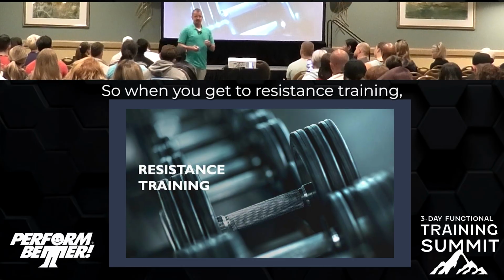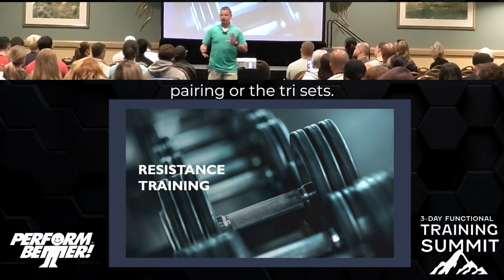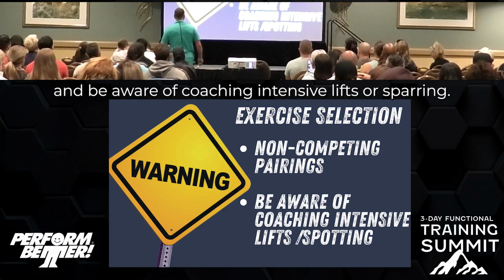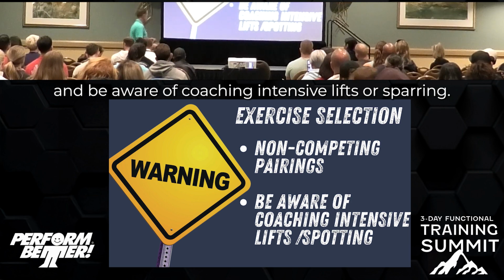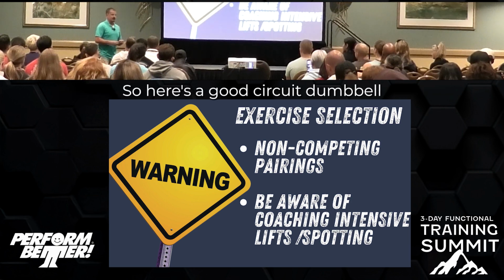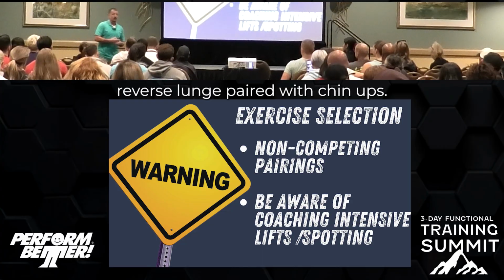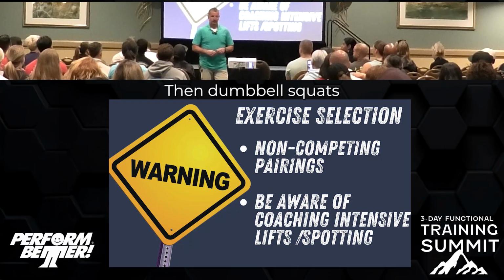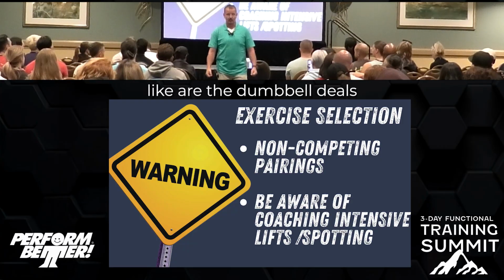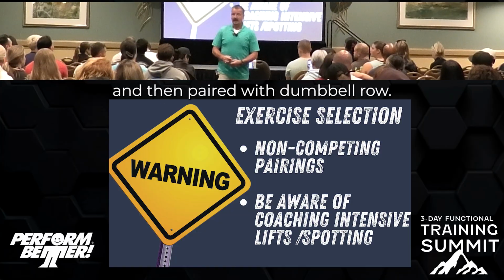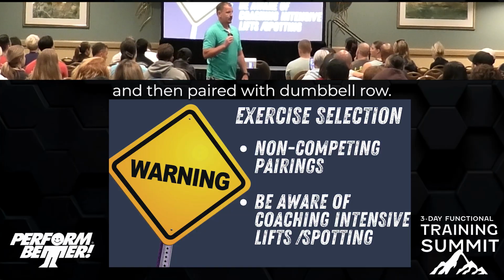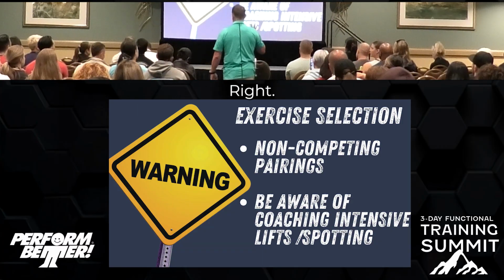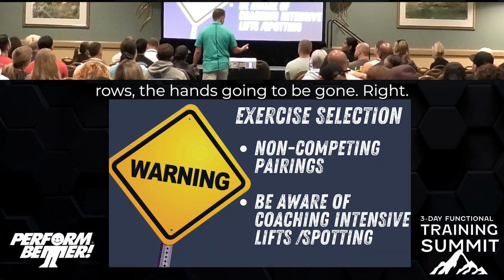So when you get to resistance training, we're going to stay with the pairing or the tri-sets, but what we have to watch for is non-competing pairings, and be aware of coaching intensive lifts or spotting. So here's a good circuit. Dumbbell reverse lunge paired with chin-ups, then dumbbell squats, like our dumbbell RDLs, and then paired with dumbbell row. Pretty good little circuit, right? Until you realize that will just destroy the grip. When you hit those dumbbell rows, the hand's going to be gone.